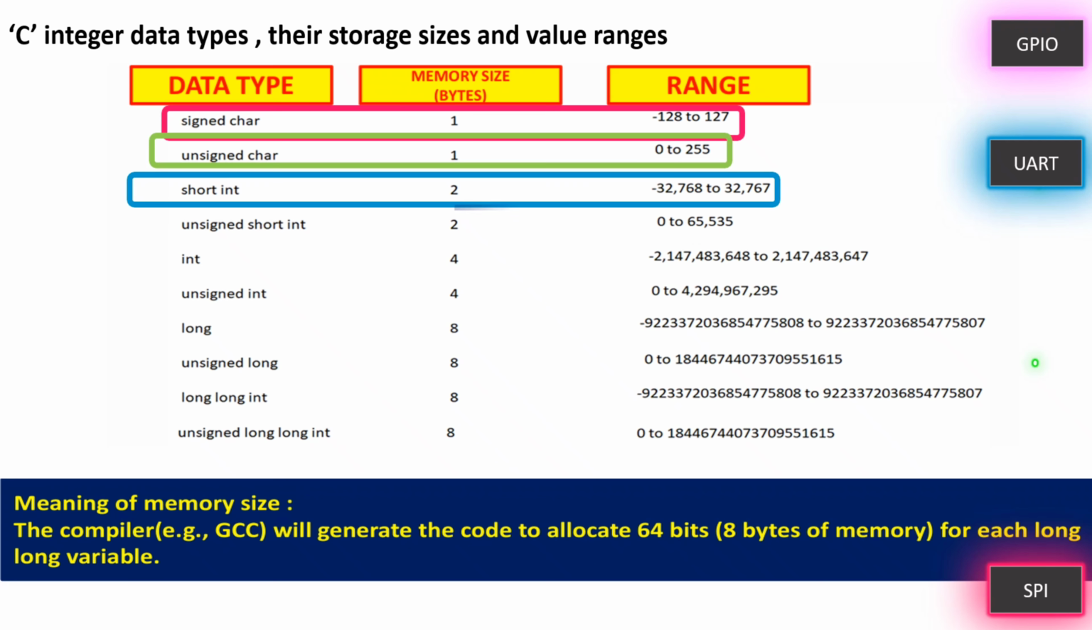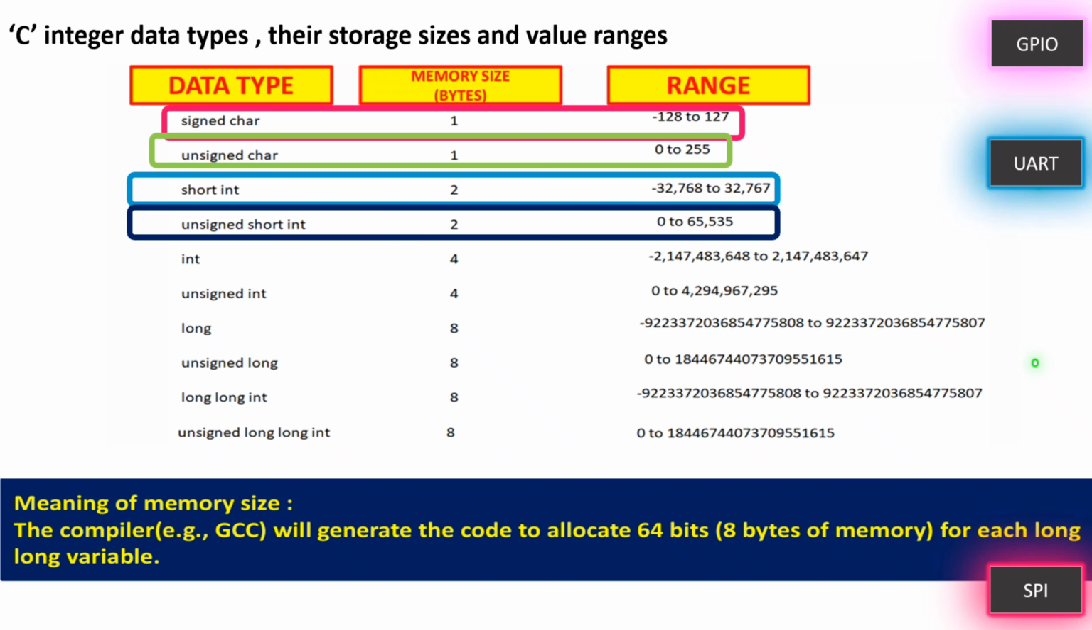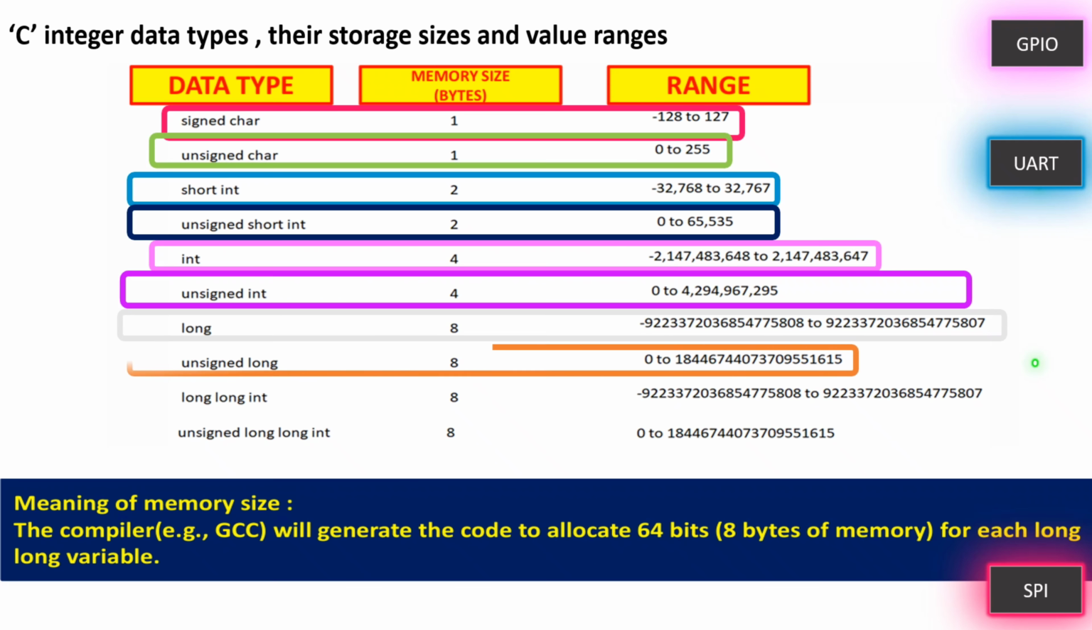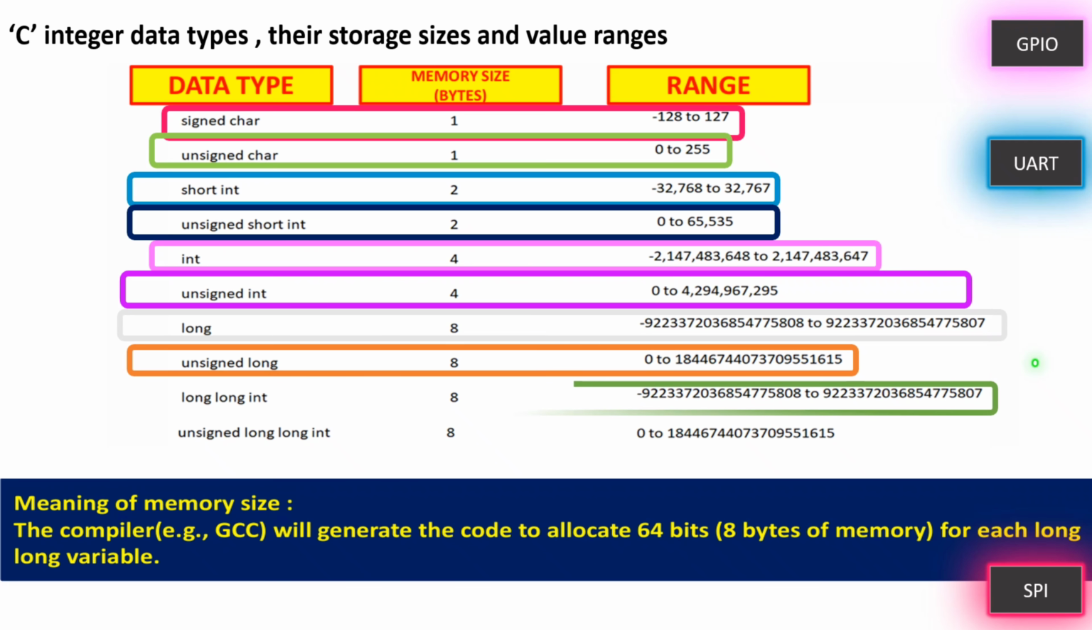And the size of the short int type of variable is 2 bytes. This is the range. And unsigned short is also 2 bytes. Int consumes 4 bytes, and unsigned int also 4 bytes. Long consumes 8 bytes, and unsigned long consumes 8 bytes of memory.